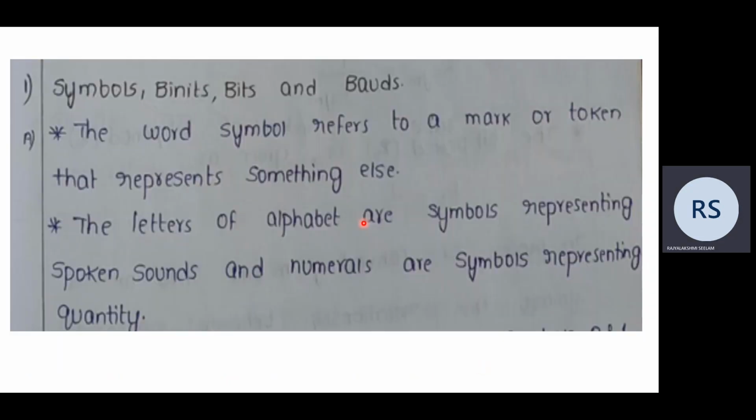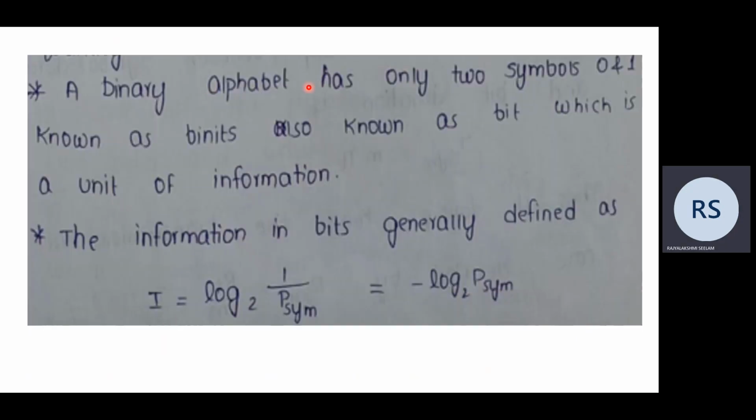Symbols, units, bits, and words. The word symbol refers to a mark or token that represents something else. So letters of the alphabet are symbols representing spoken sounds, and numerals are symbols representing quantity. A binary alphabet has only two symbols. Already we know 0 and 1, which are known as bits. A bit is a unit of information.